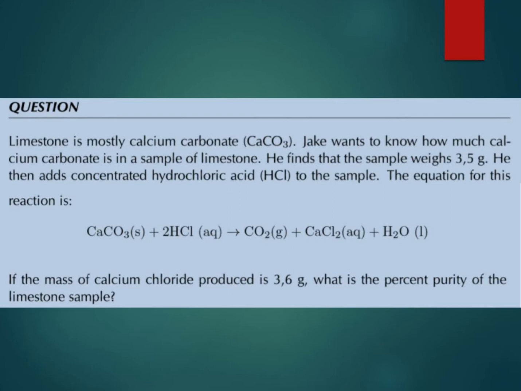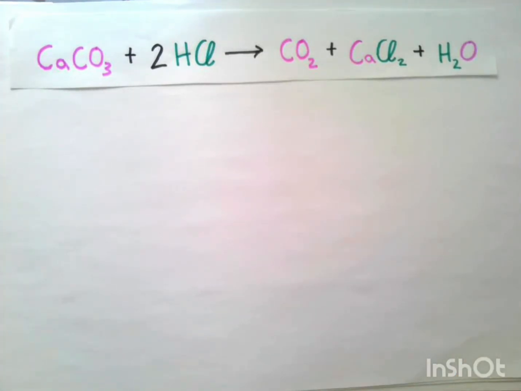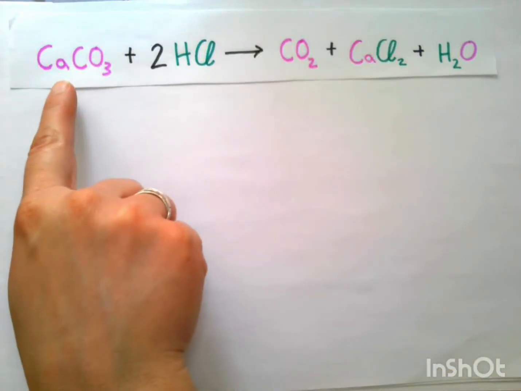Well, the key thing here is to use stoichiometry to determine the mass of the calcium carbonate. Because if we have the mass of the calcium carbonate, then that is the mass of the compound, which is what we need in our equation. So, first things first, we need our calcium carbonate equation, and there we go. The two things that they give us information about is calcium chloride, which they say is 3.6 grams, and we want the mass of the calcium carbonate.